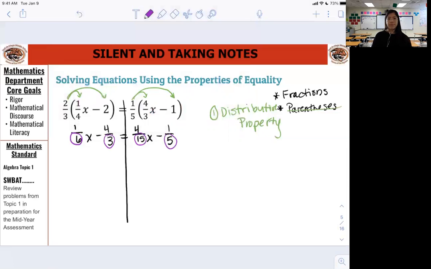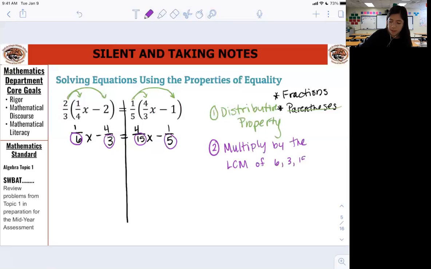Find the least common multiple. Juan, I can barely hear you. Can you get a little closer to your microphone? Find the least common multiple. The least common multiple. Okay. So we're going to multiply by the least common multiple, the LCM, of all of those denominators: 6, 3, 15, and 5.